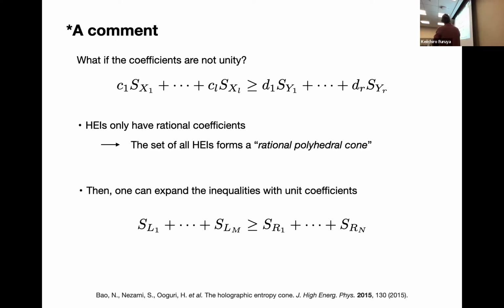Okay, and then once you have the rational coefficients, you can multiply by the denominator and get integer coefficients. We do this because of a later purpose, but once you have integer coefficients, you expand them into unit coefficients. So basically, the holographic entropy inequality can be expressed as a convex combination of entanglement entropies with unit coefficients. Sorry, I missed that part. How did you go to unit coefficients?